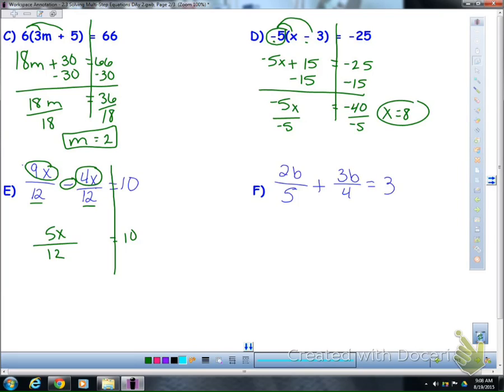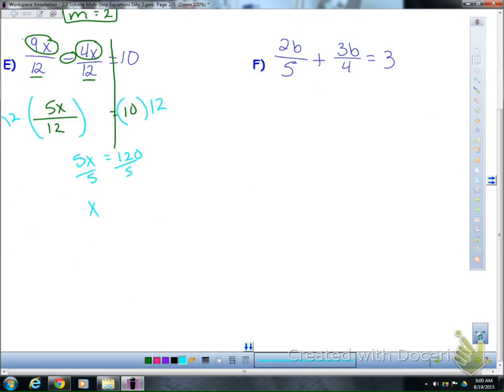Now, this is one of those that I have to multiply both sides by 12. So we get 5x equal to 120. Divide both sides by 5. We get x equals 24. Okay, so this one wasn't too bad because we already had common denominators.